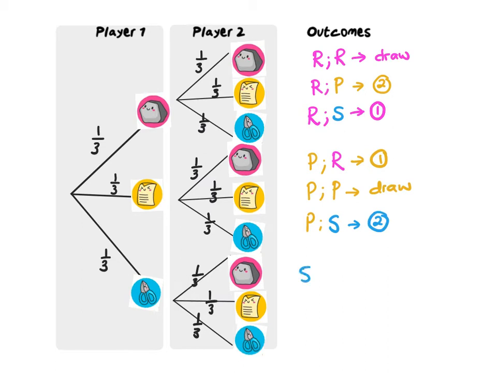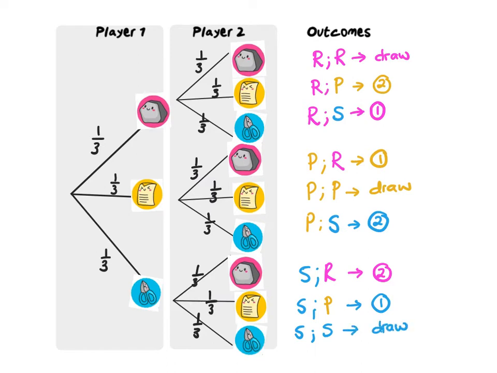Here we have scissors for player 1 every time. And for player 2, we have rock, paper, and scissors. So scissors and rock means that rock will win, so that is player 2. Scissors and paper means that player 1 will win because scissors cut paper. And scissors and scissors means that it is a draw.